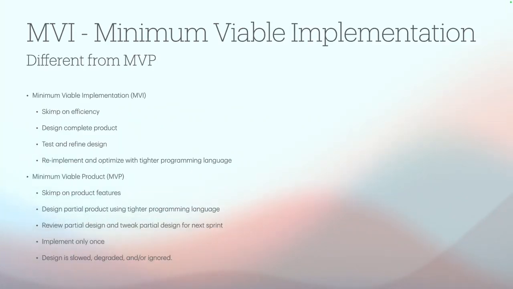Minimum Viable Implementation (MVI) differs from Minimum Viable Product (MVP). With MVI, we skimp on efficiency but design the complete product, then test and refine the design before re-implementing with optimization. With MVP, though, we skimp on product features and implement only once, which often leads to design degradation.